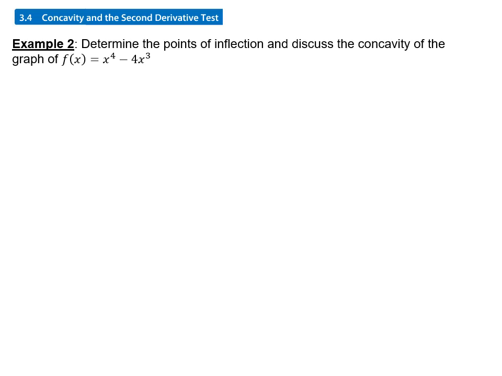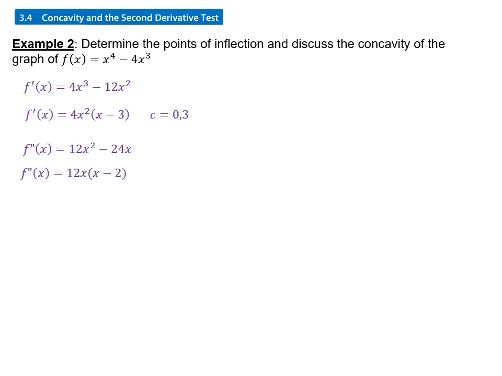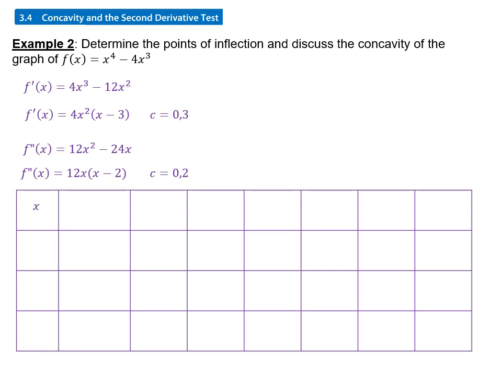So I need the first and second derivative. First derivative is going to be 4x to the 3rd minus 12x squared. I can factor a 4x squared out of both, which gets us 4x squared times (x minus 3). Critical values are going to be 0 and 3. Take the second derivative, so 4 times 3 is 12x squared, minus 24x. I can pull out a 12x from both of those, and we've got numbers to check for points of inflection of 0 and 2.